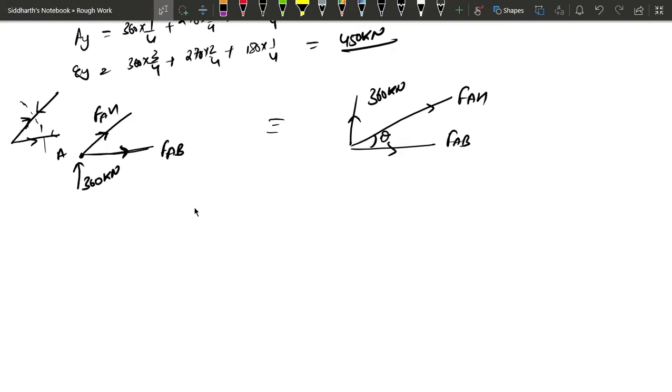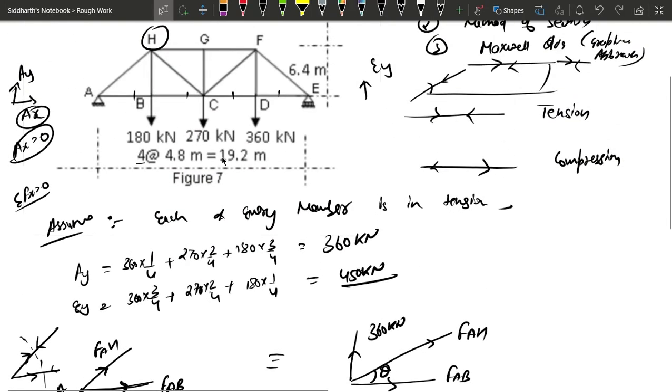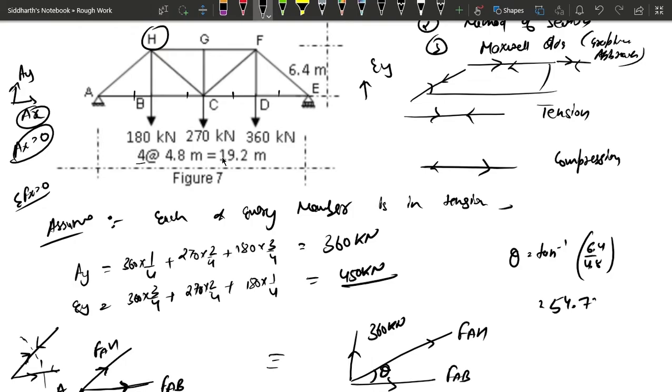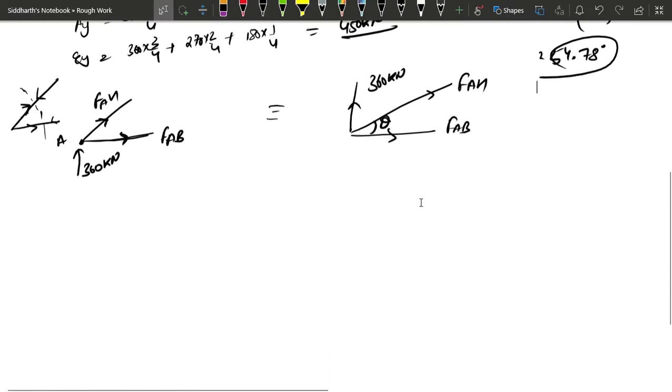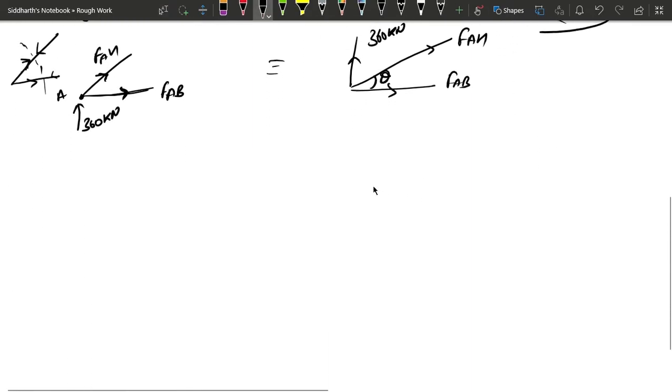Now we need to find this angle to further solve this. Theta is equal to tan inverse of 6.4 divided by 4.8, which comes out to be 54.78 degrees. So now we know that theta is 54.78 degrees. Either you can take components of this as FAH cos theta and sin theta, or you can use the triangle law. We will be using the triangle law.